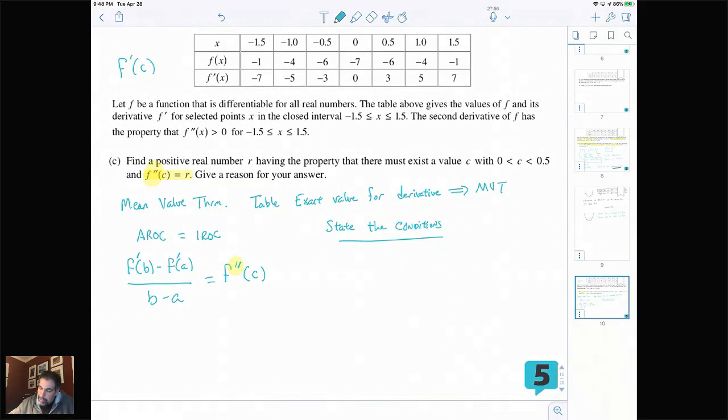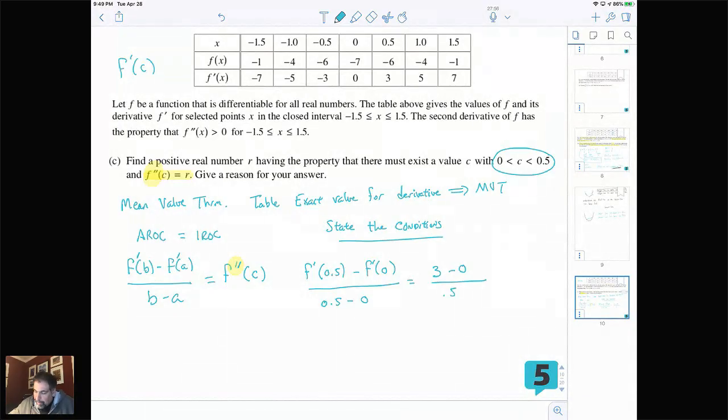So now we've got all sorts of data on f prime. So they're telling us to do this, and they're giving us the values. They're telling us to do it from 0 to 0.5. So what we're going to do is we're going to say that f prime of 0.5 minus f prime of 0 all over 0.5 minus 0. And we're now going to compute this based on our table. And our table tells us that f prime of 0.5 is 3. F prime of 0 is 0. So we're going to get 3 minus 0 all divided by 0.5 minus 0, which is 0.5.